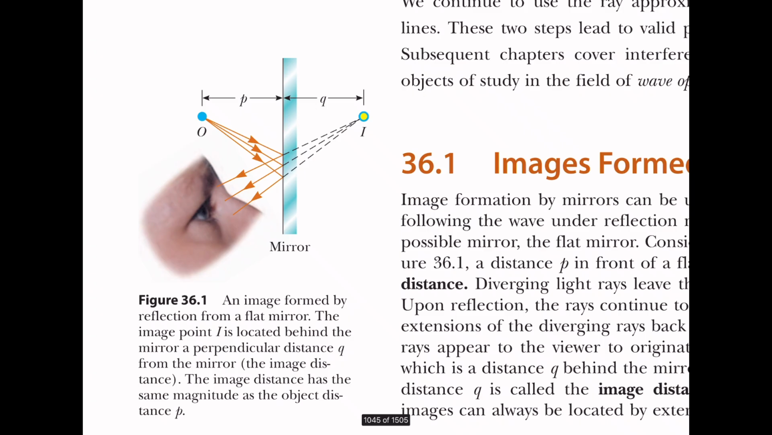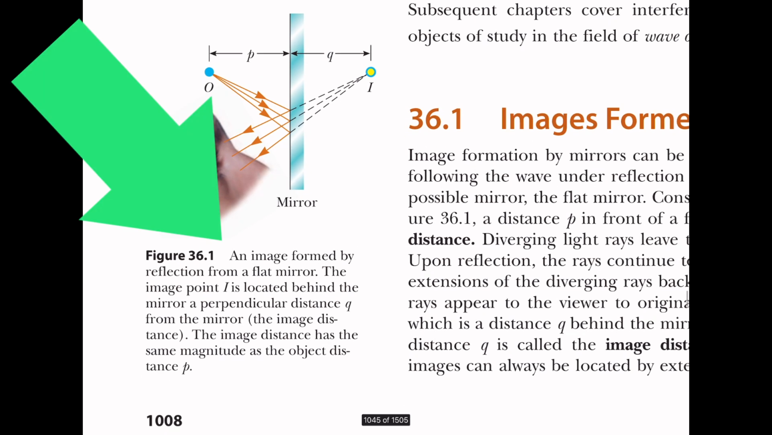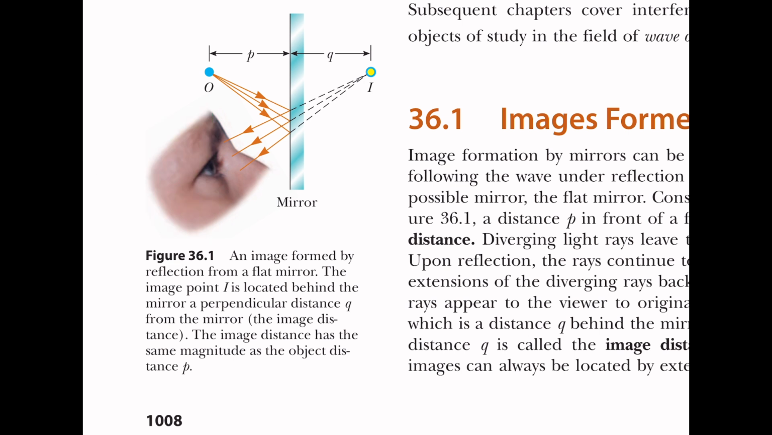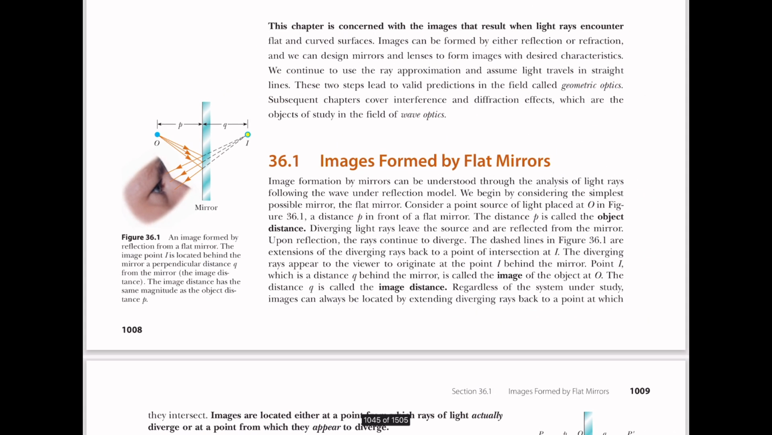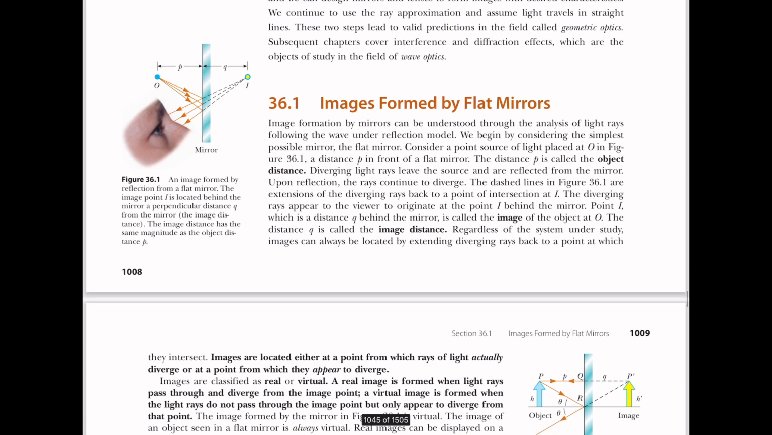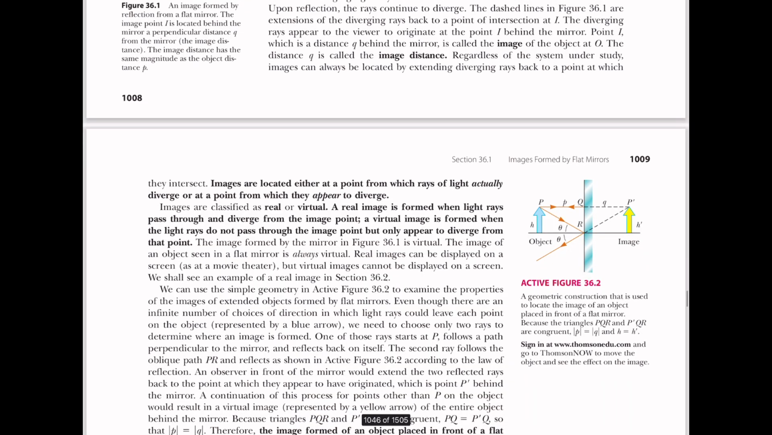We have an object, rays of light in orange with the direction of travel, and they're reflecting off a mirror. And then here I have an image formed by a reflection from a flat mirror. The image point I is located behind the mirror and a perpendicular distance q from the mirror. Okay, images formed by flat mirrors, 36.1.